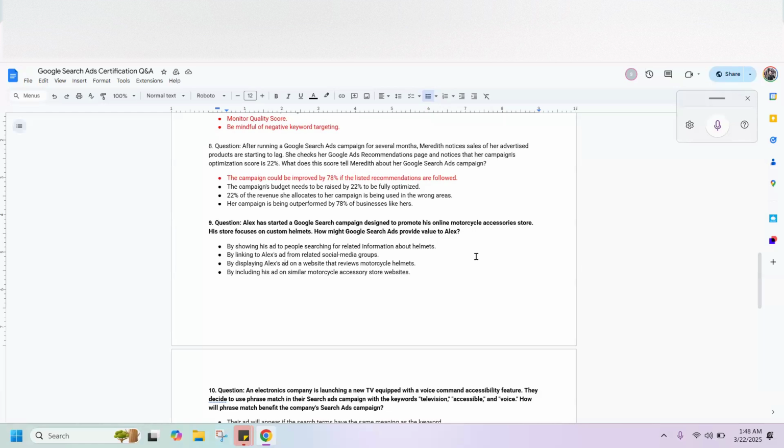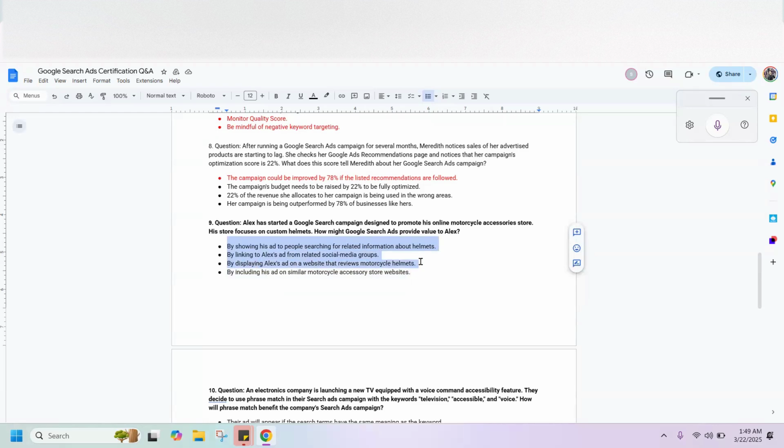Can you read the first one? By showing his ad to me. So this is basically talking about programmatic advertising versus search ads. It's a different type of ad. This is on the website itself, whereas these are in the Google search results.